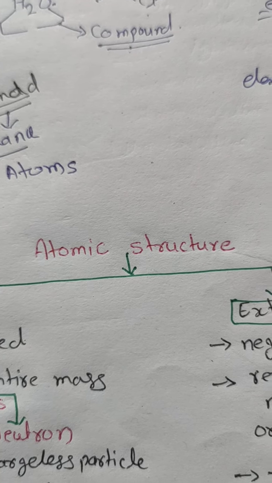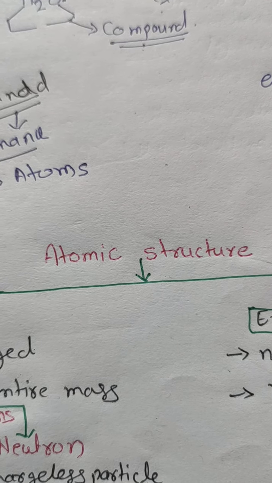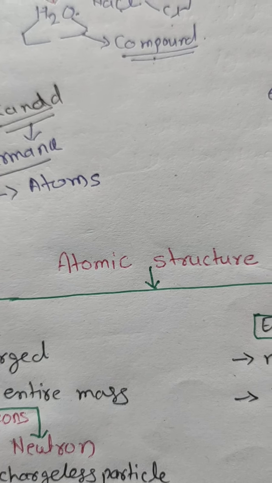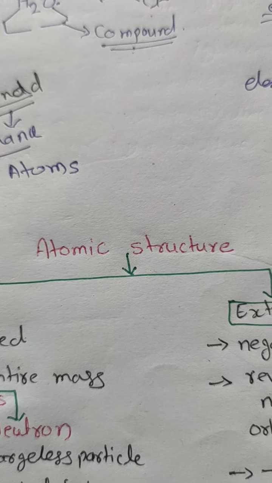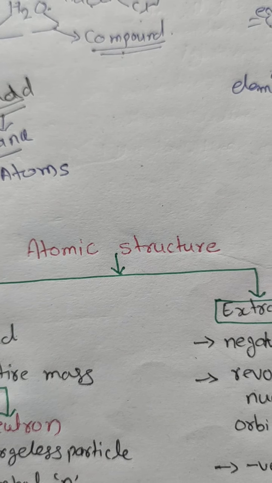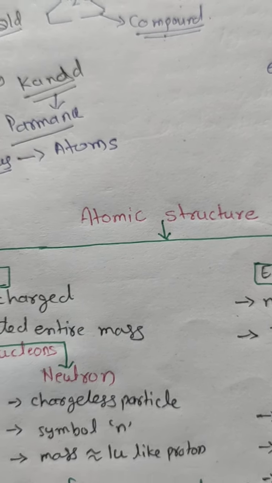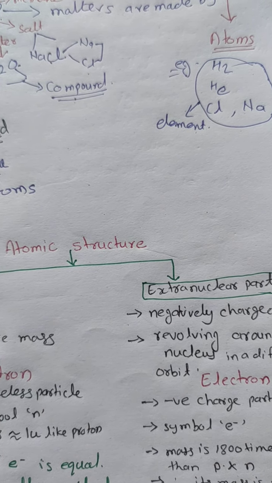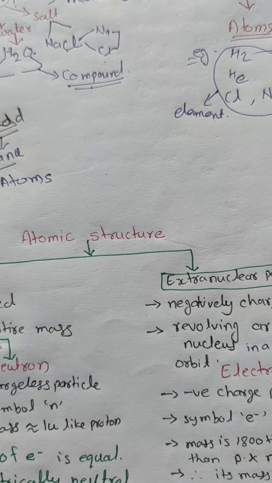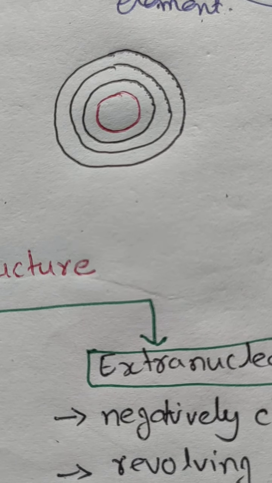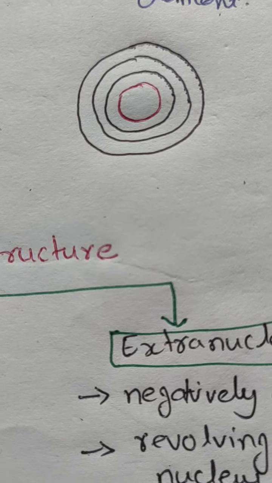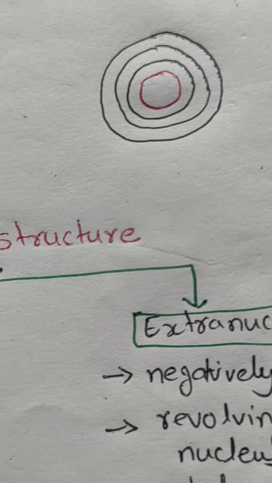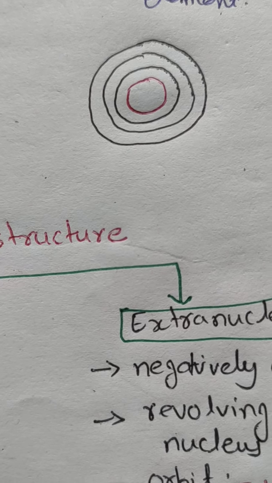Good morning, class. Today we are going to learn another subtopic of this lesson, that is atomic structure. Atomic structure consists of two parts. One is the nucleus and the other is the extra nuclear part. Let me show the diagram. This is the atomic structure of any atom. It consists of two parts, nucleus and extra nuclear part.